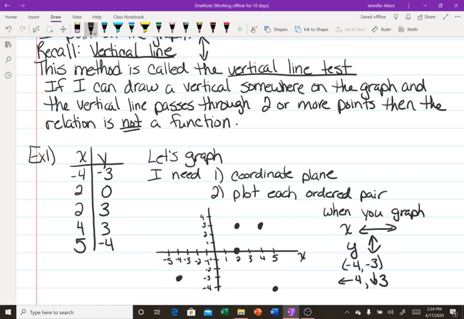I'm going to do my vertical lines in this red. If I have a vertical line where x is -4, I pass through 1 point. -3, I don't pass through any points. -2, I don't pass through any points. -1, I don't pass through any points. 0, I don't pass through any points. 1, I don't pass through any points. And then I get to x equals 2, and what happens? We have a problem.